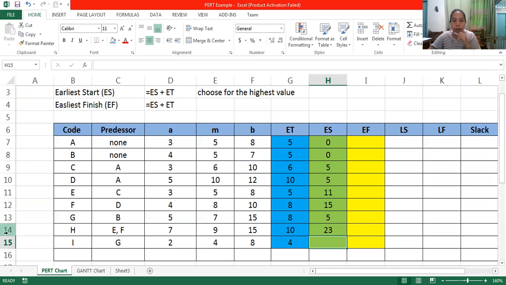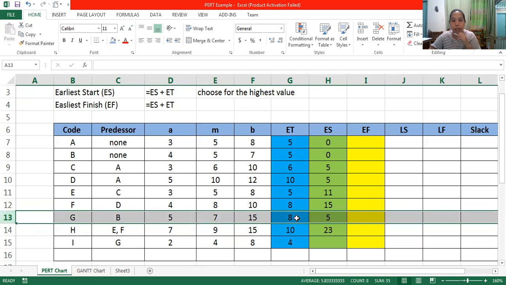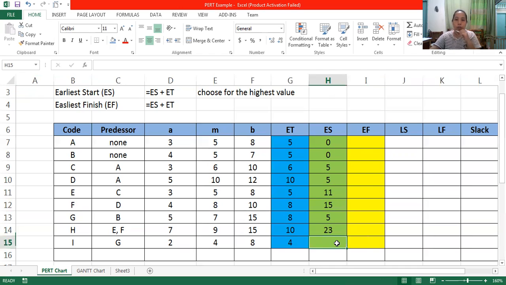Then last is the task I. So go back to G. The G is 5 plus 8. So that is 13. Okay.